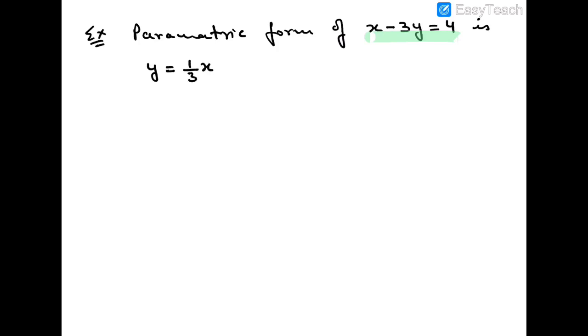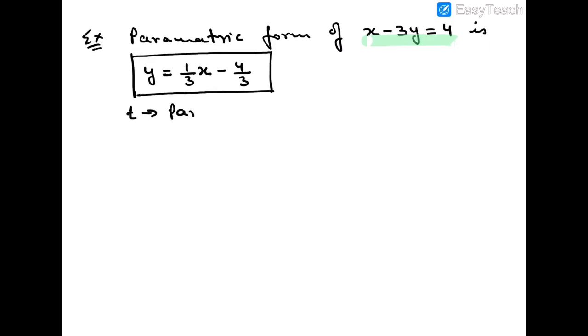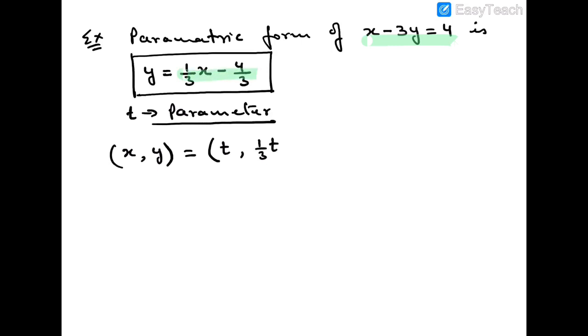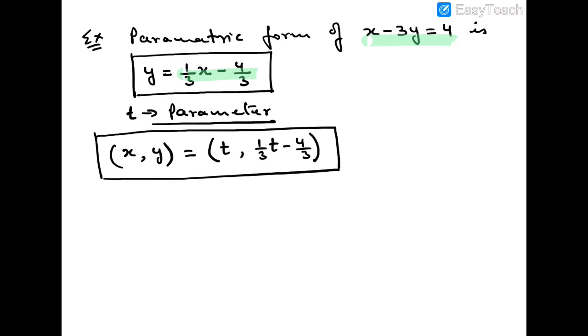Now let's write the parametric form of x minus 3y equals 4. This can be written as y equals 1 by 3 x minus 4 by 3. Now take parameter t, then x and y will be equal to t. Now substitute t here, then we will get 1 by 3 t minus 4 by 3, and this is the parametric form of the above equation.